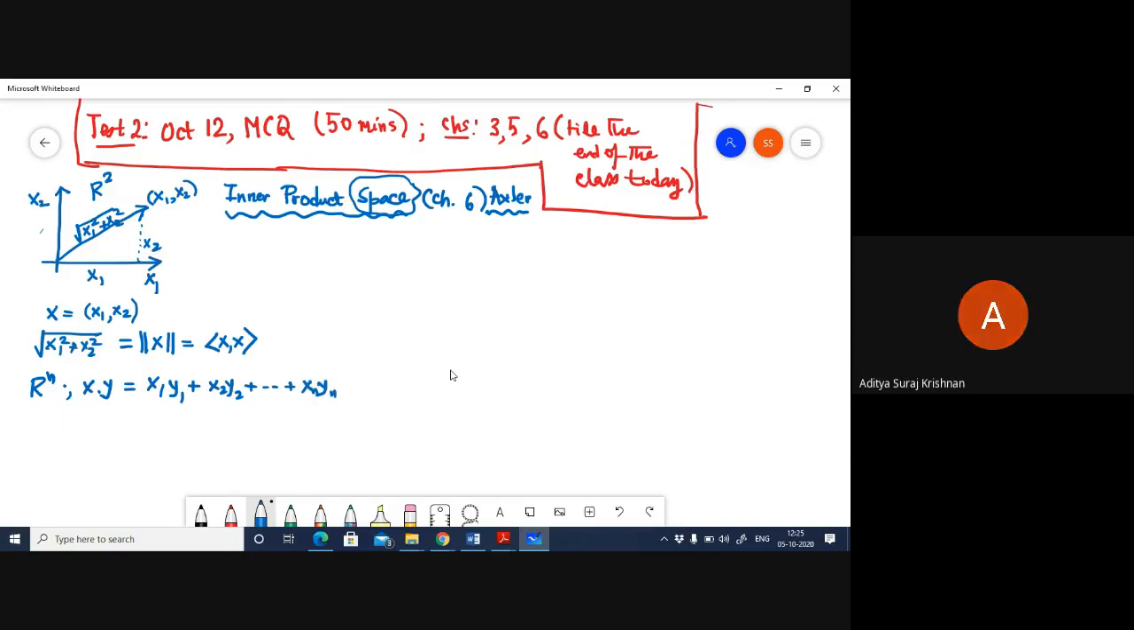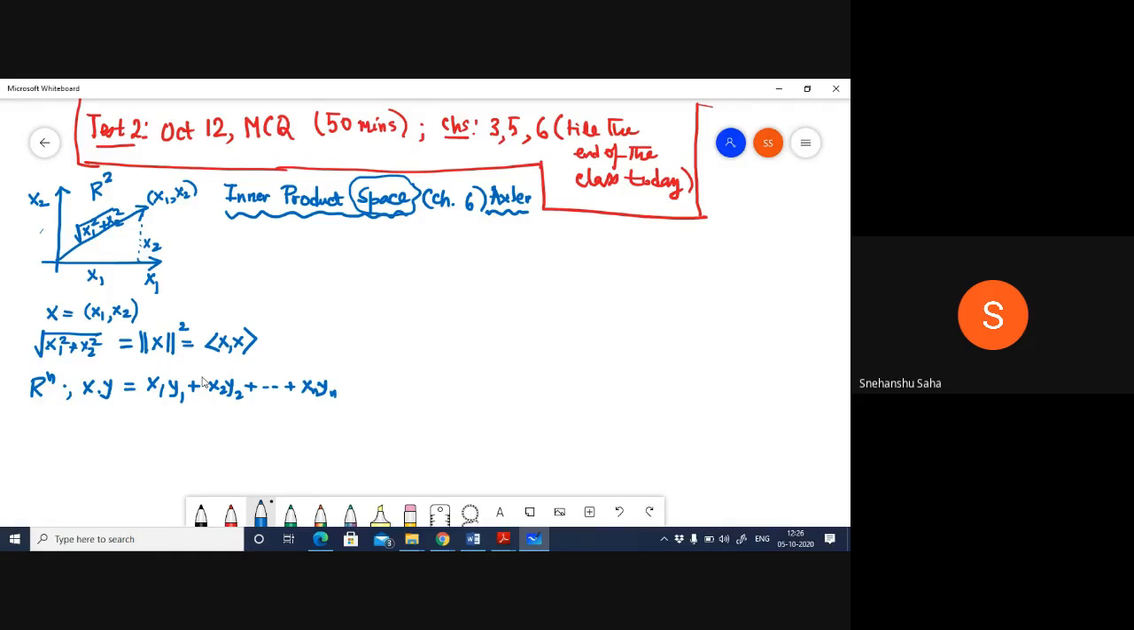Excuse me, sir. Yeah, sure. How can we write the norm of x as the dot product of x and x? That should be the norm squared, right? The dot product of x with itself should give the square of the norm. Yeah, the square of the norm, you're right.